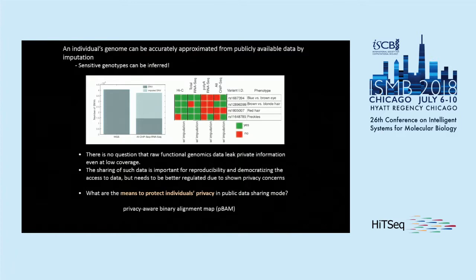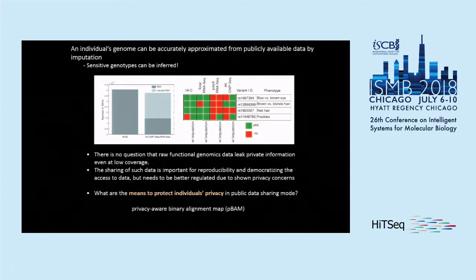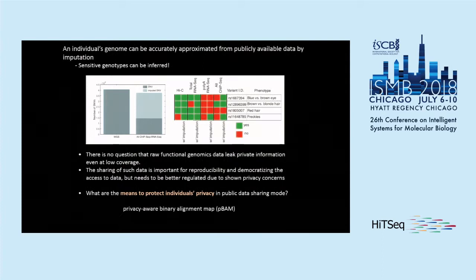Furthermore, what if this individual is not in a database? What can you learn by looking at these ChIP sequencing or RNA sequencing experiments? You can take all the publicly available ChIP-seq and RNA-seq data, put all these BAM files together, do genotyping, and get some number of genotypes. On top of that, you can use the population LD structure and impute the rest of the genotypes, and you can assemble almost a full set of genotypes of this individual by using these experiments. You can even infer some private phenotypes by just looking at the reads from these experiments. So I guess there is no question that the reads from these experiments leak private information, even at very low coverages.